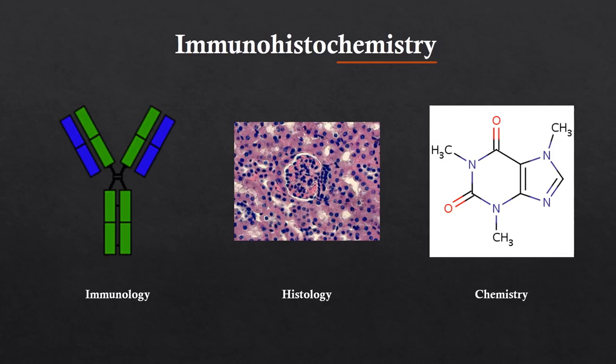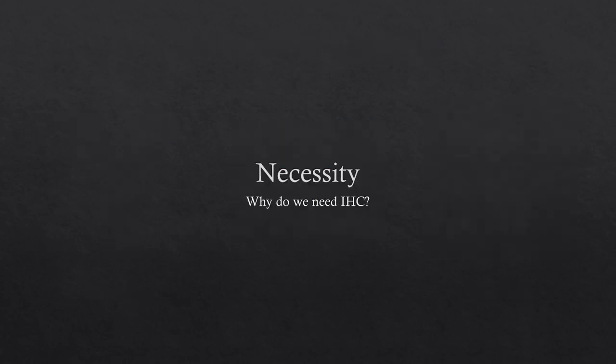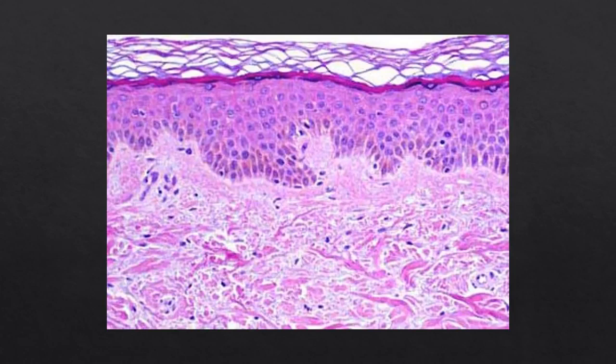IHC is a set of procedures used to stain tissue samples using the chemical interactions that occur between the immune system and the molecules inside of the tissue. Now, let us try to understand why IHC is necessary. So why do we stain tissue in the first place?